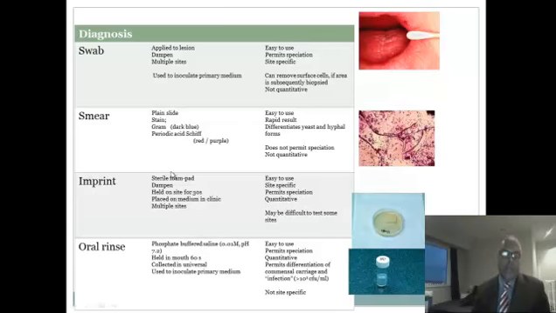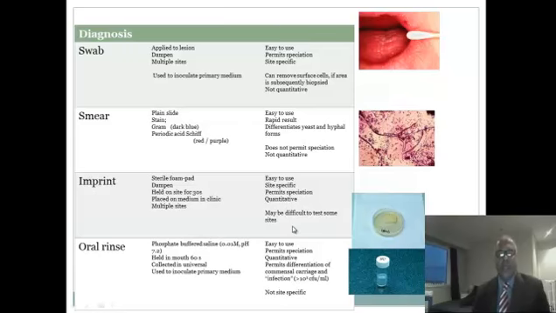So a smear is much better in that regard, where you scrape the surface, smear it on a glass slide, and then stain it with some PAS stain, which will then stain the candida a magenta color. And if you see these hyphae, that's an indication that there's a candidal infection going on.